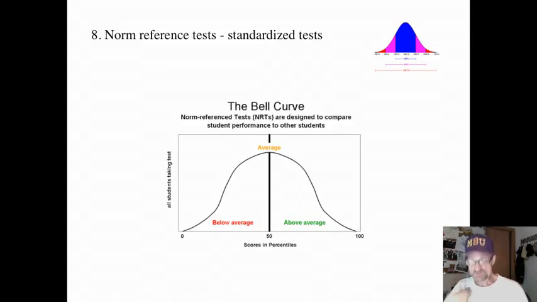Okay, now a norm reference test, and let's get on the same page, that is a standardized test. It's called norm because you are comparing students to this mythical norm. Here's the old bell-shaped curve, and this is average. You either fall above average or below average. All right, so you're being compared to all, say, the 4th graders who took the same test.